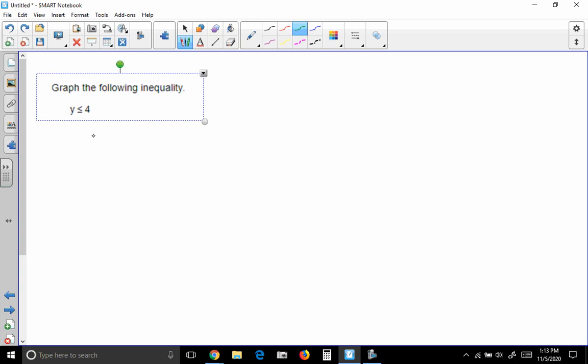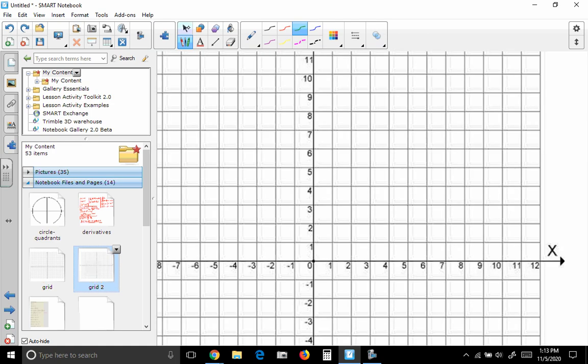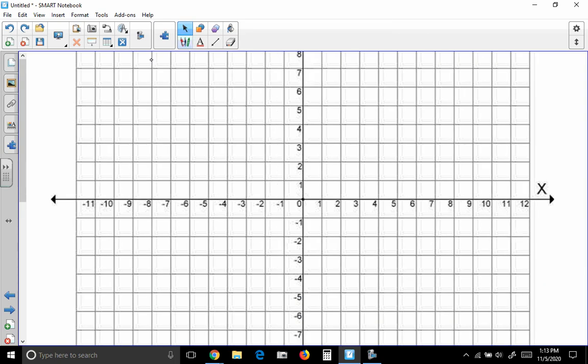Okay, this one has a boundary of y equals 4. So we have to remind ourselves, what kind of line is y equals 4? This says that the y value is always the same. Remember, y is up and down, so we're always up the same amount. So if we start at the origin, we could go up 4. If we're over 3, we're up 4. If we're over 7, we're up 4. If we're to the left, we're up 4. So that makes a horizontal line.